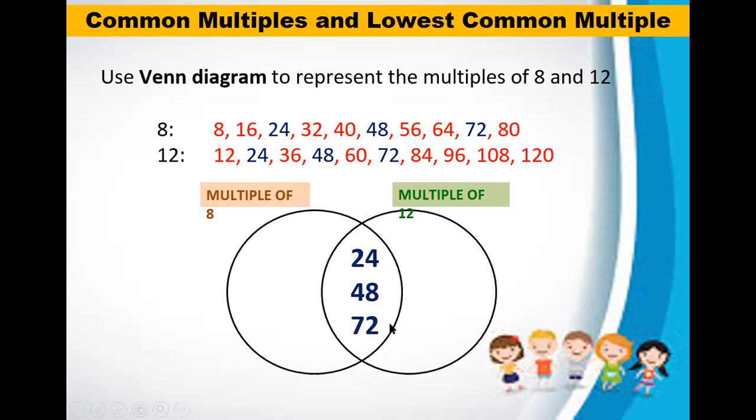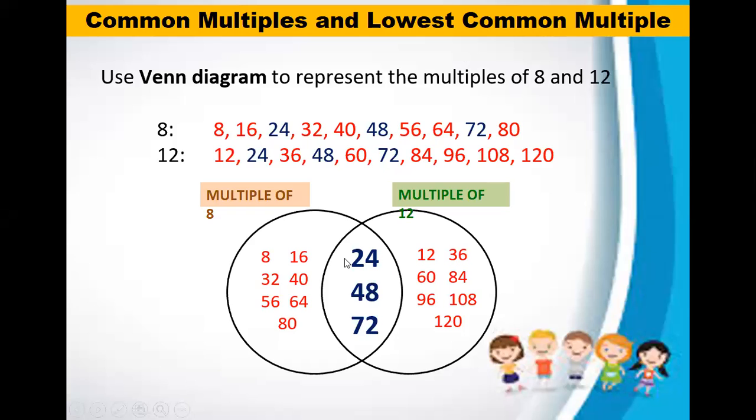Then the next thing you're going to do, you're going to write all the multiples that are not in common, the multiples of 8 and also the multiples of 12. So what are the multiples of 8 that are not in 12? So we have 8, 16, 32, 40, 56, 64, and 80. Now let's go to 12. So we have 12, 36, 60, 84, 96, 100, and 108. Do you understand now? Okay.